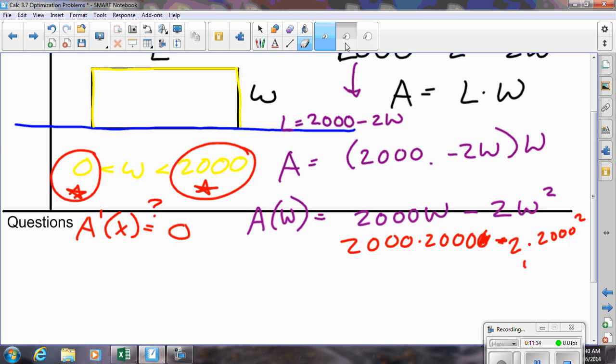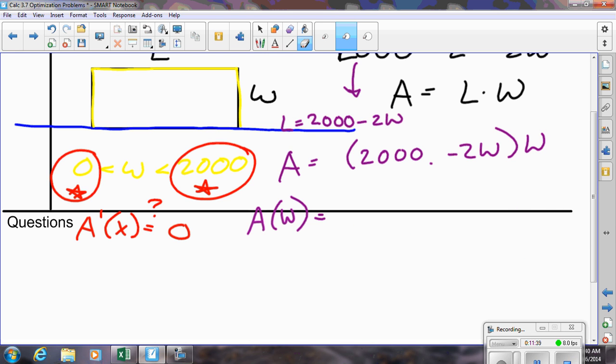Okay. Let me back this part up. 2W squared, 2,000W. So we had 2,000 minus 2W squared. Yeah, I lost my W, thank you. 2,000W minus. Anyhow, the point that we would have for this is, we've got to find our critical value.